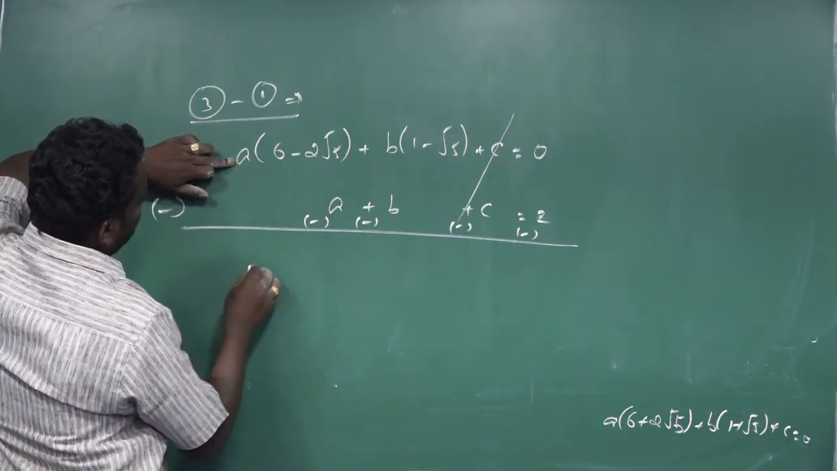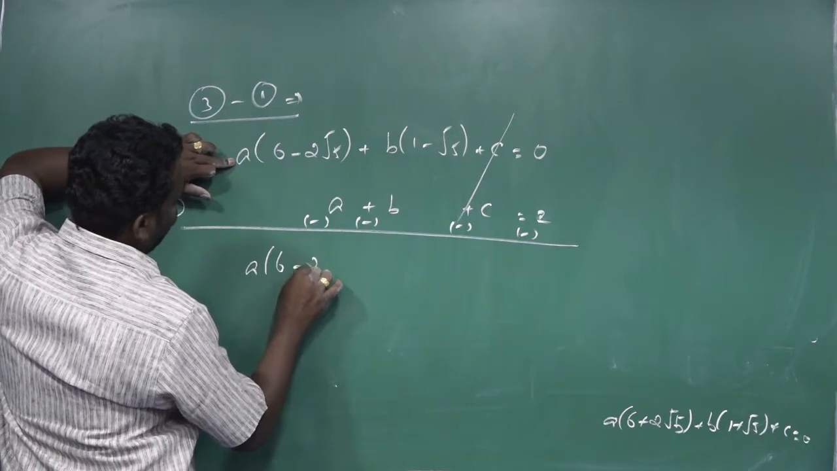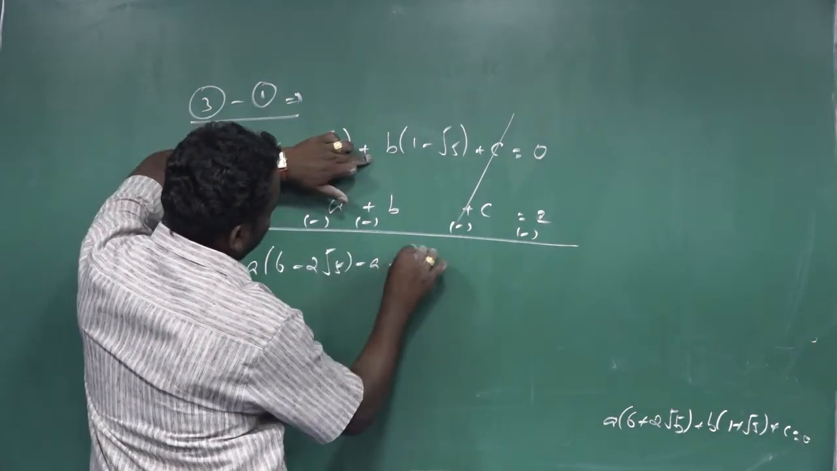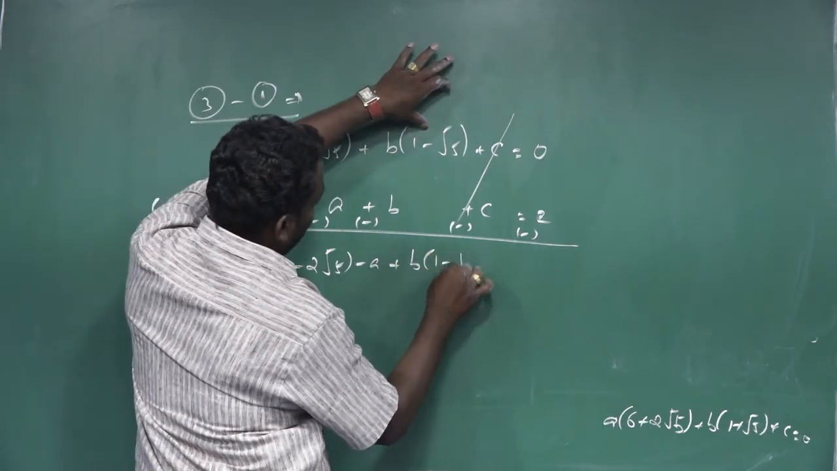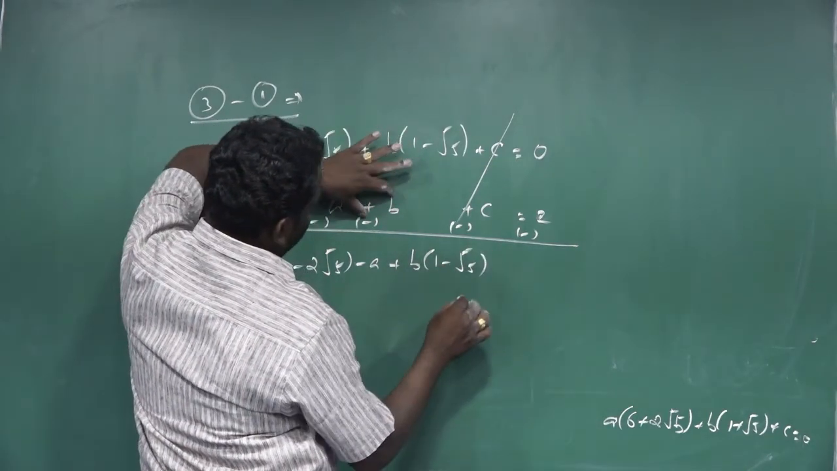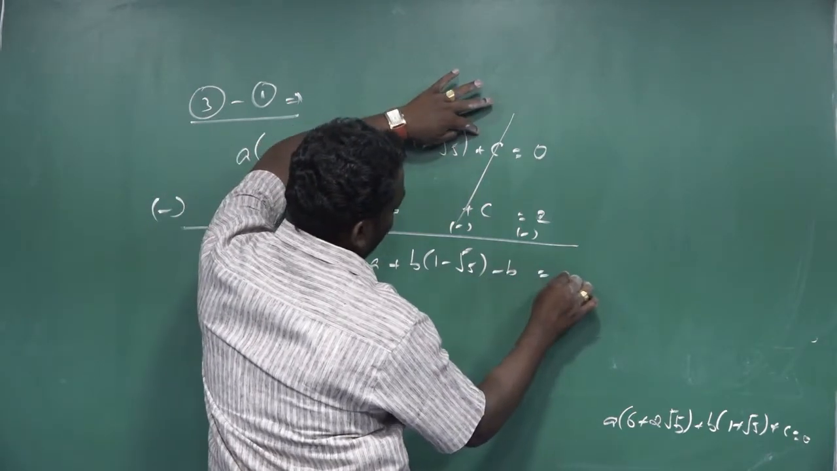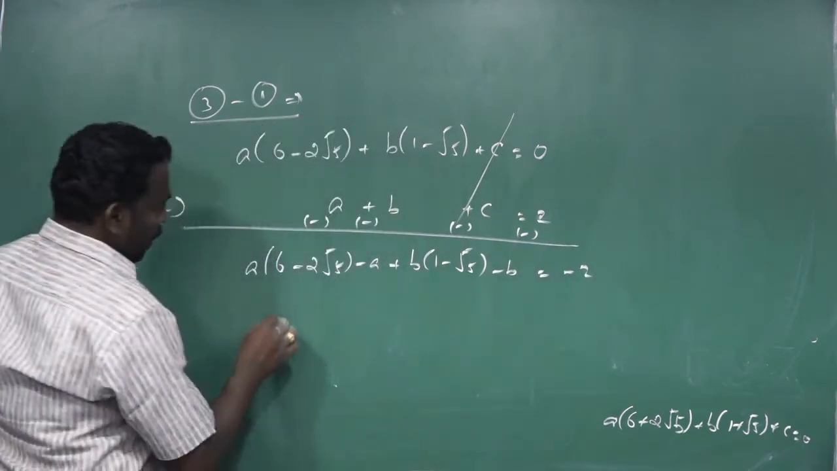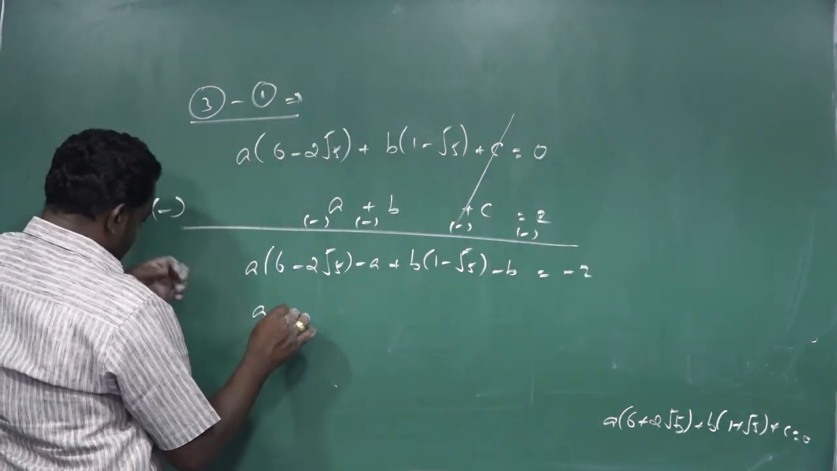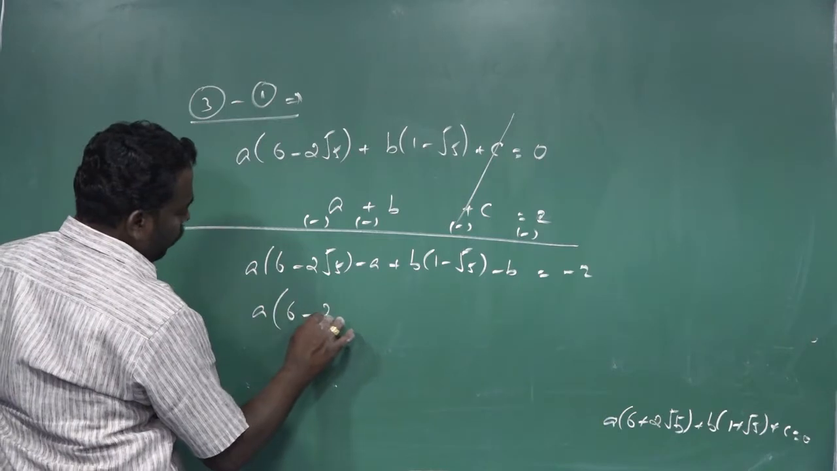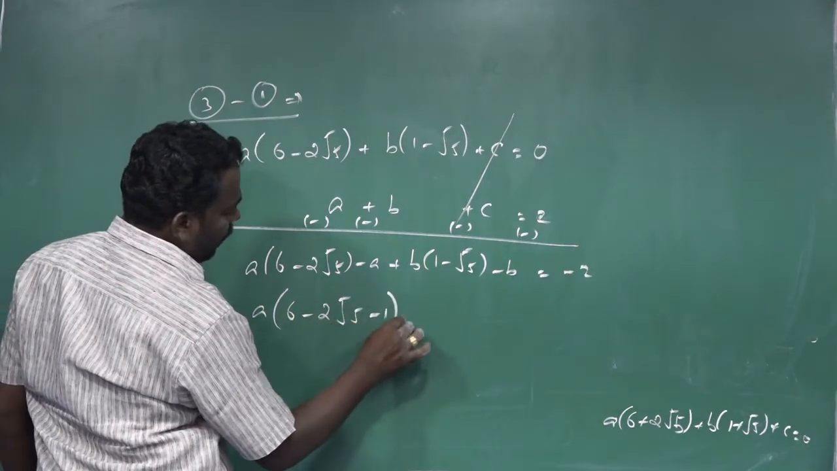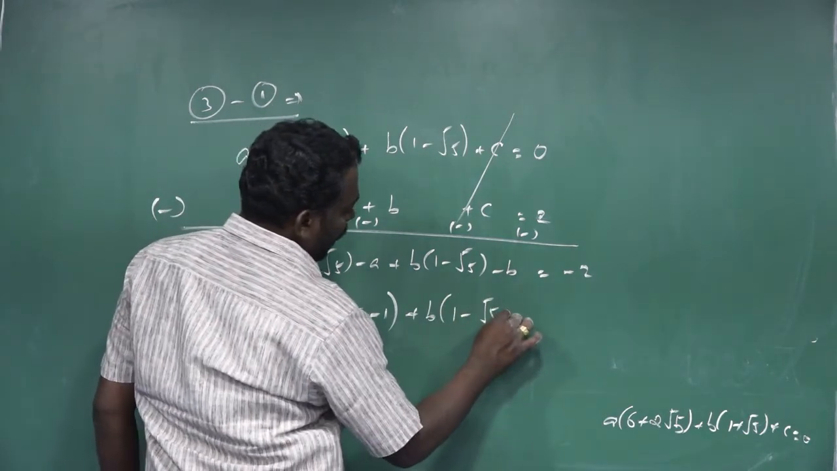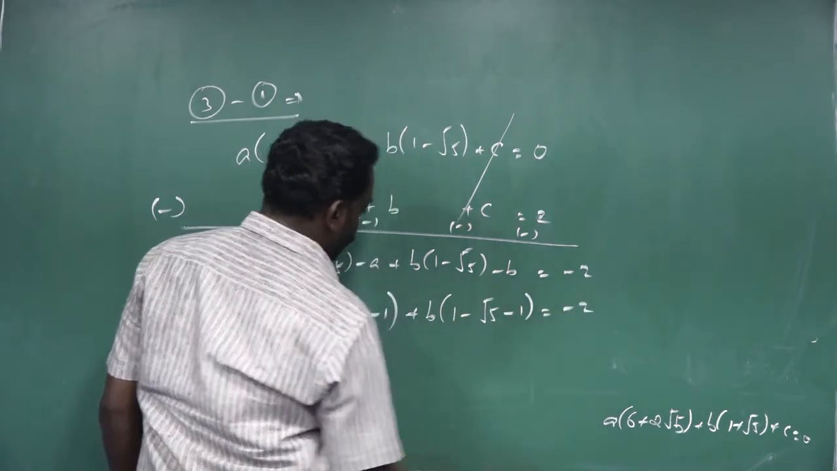Now just subtract the equations: a into (6 minus 2 into root 5) minus a, then plus b into (1 minus root 5) minus b, is equal to minus 2 plus 0, that is minus 2. Take a common: a into (6 minus 2 root 5 minus 1) plus b into (1 minus root 5 minus 1) is equal to minus 2.